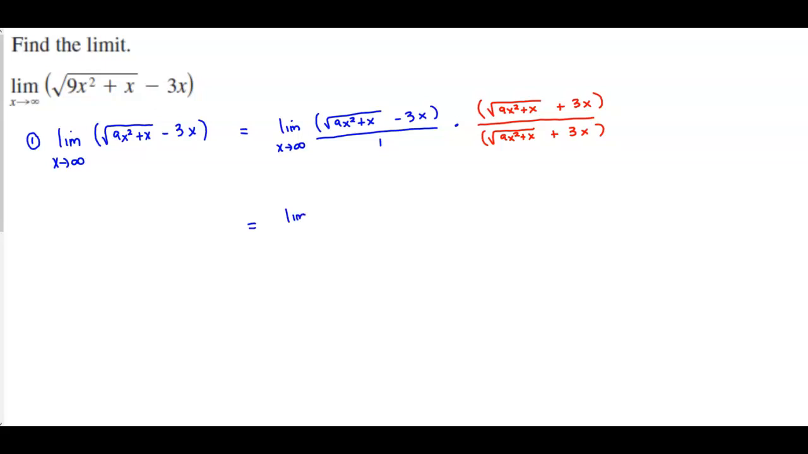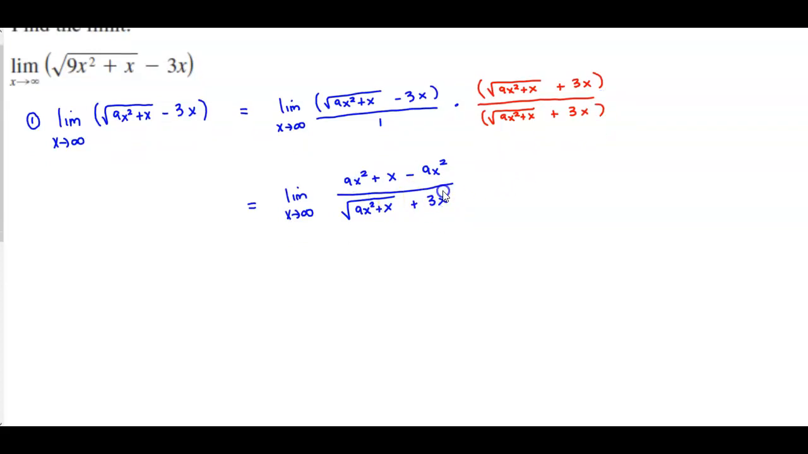So now let's go ahead and multiply that out. We have the limit as x approaches infinity. In the numerator, we multiply with the difference of squares. Multiplying the first two terms removes the radical, and what's left is 9x squared plus x. Then we have minus 3x times 3x, which becomes minus 9x squared. In our denominator, we have the square root of 9x squared plus x plus 3x.